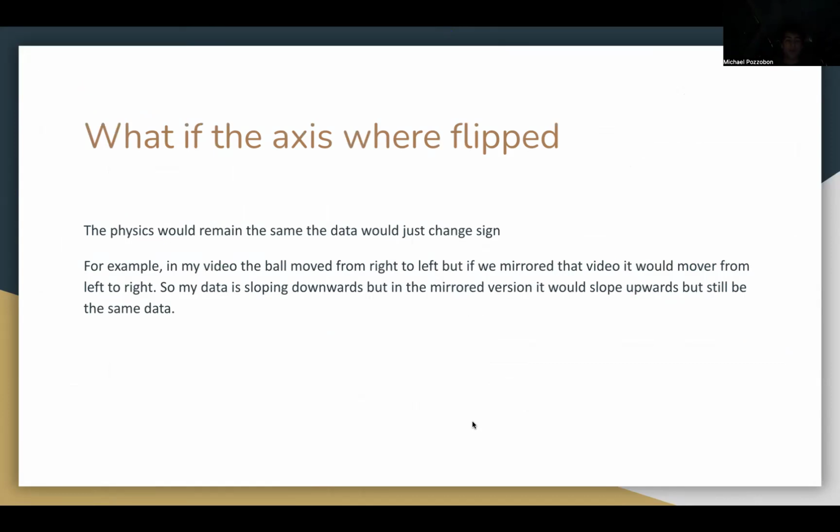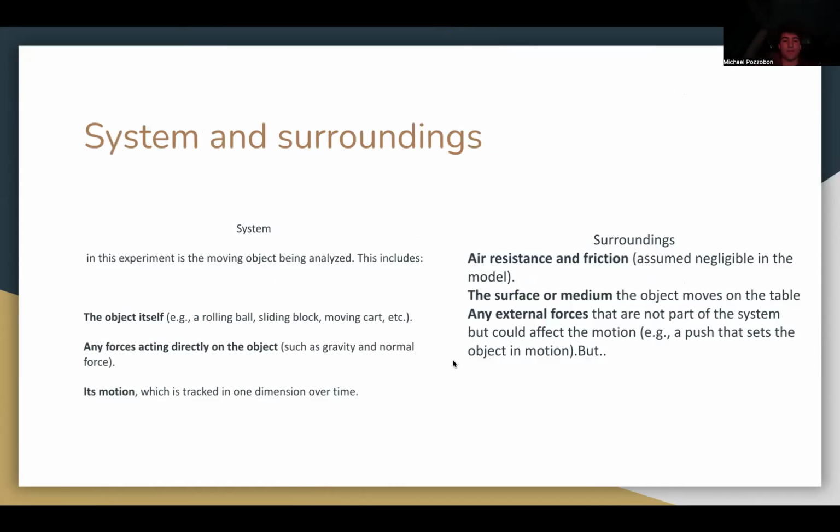And then for our main questions, what if the axes were flipped? The physics would remain the same if the axes were flipped, so the data would just be reversed one way or another. For example, in my video, the ball moved from right to left, but if we mirrored that video and the ball moved from left to right, we would just see the slope of our graph being positive, but it would be the same data.